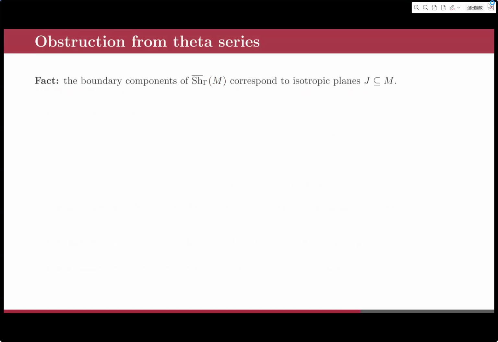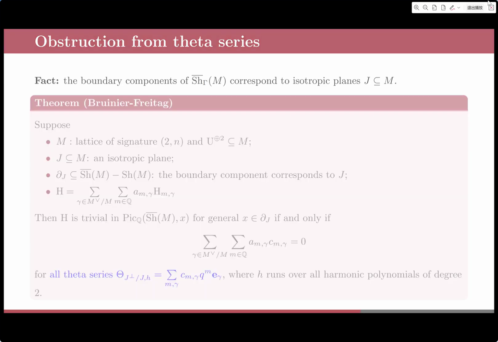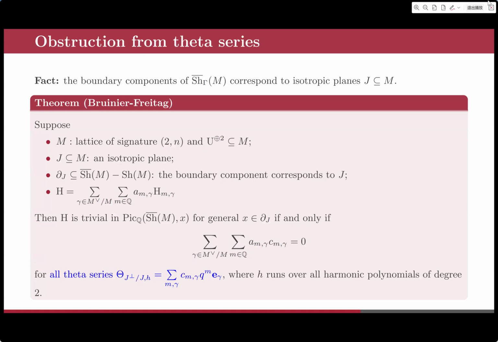Okay, now let's go to the local obstructions for such extension problem. Remember that the boundary components of the Baily-Borel compactification are very simple, because from the construction, each component corresponds to some isotropic plane of M. And then we can discuss the obstruction component by component. We can fix this plane and consider the obstructions for this specific component. And here is the key ingredient of this computation, due to Bruinier and Freitag.